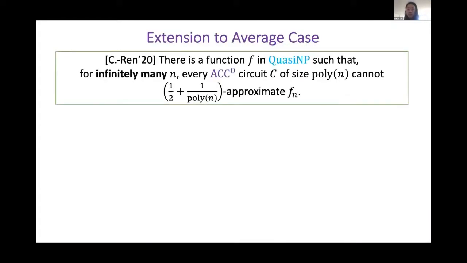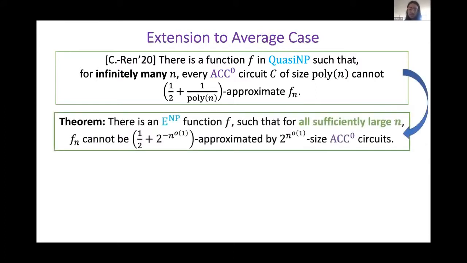So finally, let me discuss the extension to the average case in detail. By Chen and Ren, there's a function f in quasi-NP such that for infinitely many n, every AC0 circuit of polynomial size cannot 1/2 plus 1 over polynomial approximate f_n. And we show that there's an E^NP function f such that for all sufficiently large n, f_n cannot be 1/2 plus 1 over sub-exponentially approximated by sub-exponential size AC0 circuits.